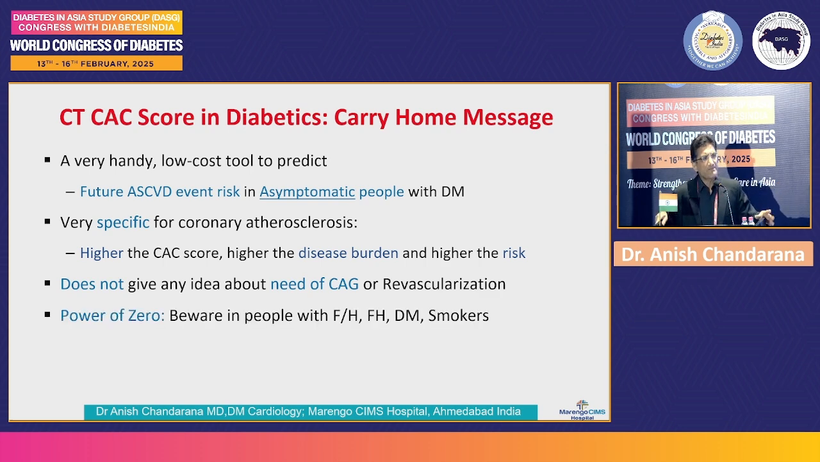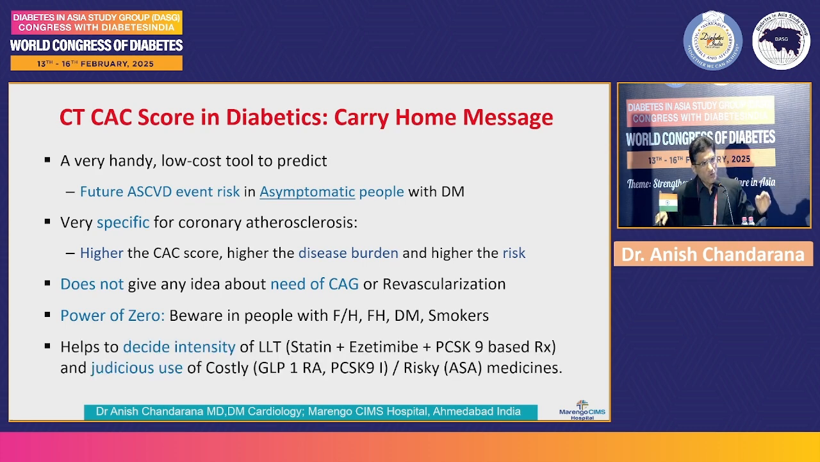There is something called as power of 0. If your calcium score is 0, your future risk for next 5 years is pretty safe. But having said that, people with diabetes, familial hyperlipidemia, premature atherosclerotic cardiovascular disease, and smoking, they cannot be barred. They cannot be given benefit of power of 0. Once you do calcium score, it will help you to define the intensity of lipid lowering treatment. Moderate intensity statin, high intensity statin, ezetimibe. And once the score goes high, once it is more than 100, 200, 300, you start using aspirin, GLP-1 receptor agonist, and PCSK9 inhibitors.